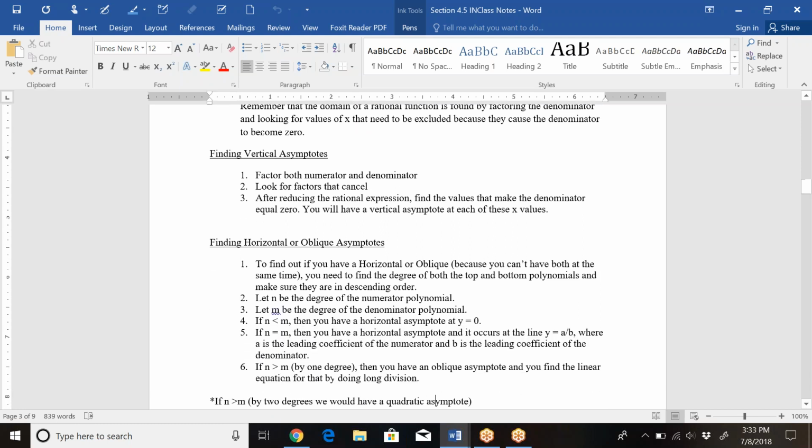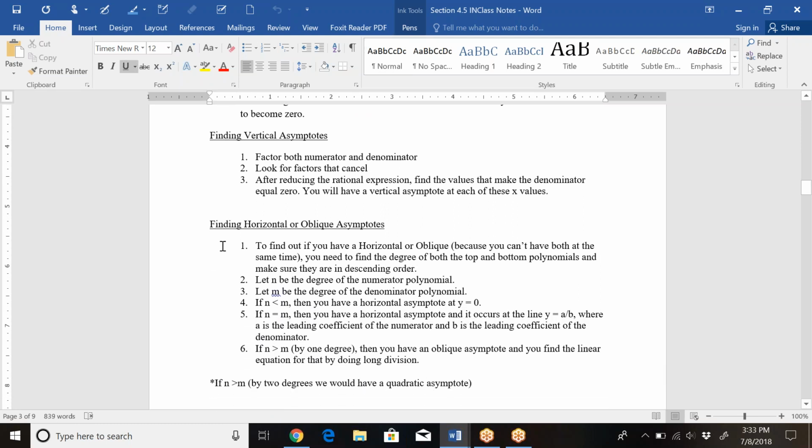To find horizontal or oblique asymptotes, you have to look at the top degree and the bottom degree, and you're really just doing long division. But if you just look at those leading coefficients, the top and bottom degree, then we can talk about how, say you have, let's write this down.